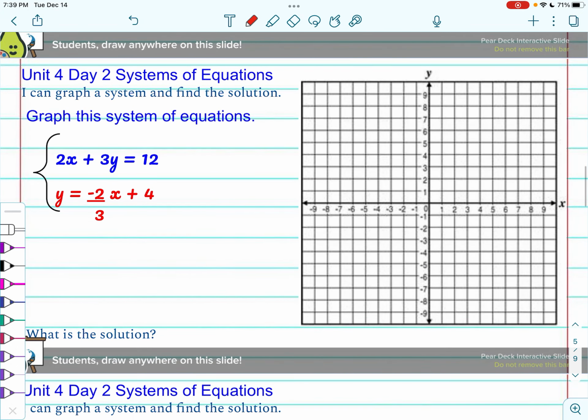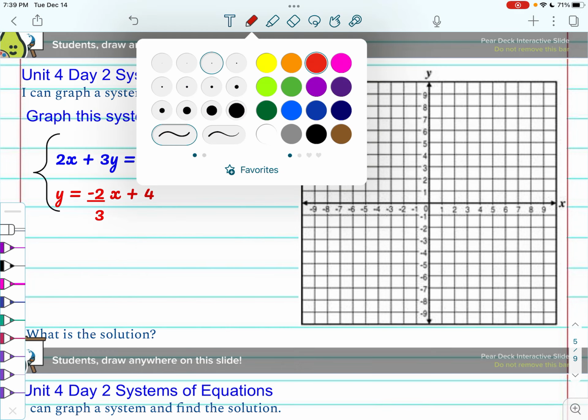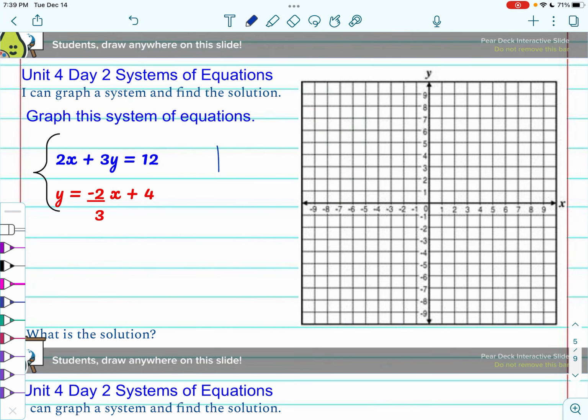All right, you should try this one on your own. Why don't you hit pause now? I'll graph it and then you graph it. And then see if our answers match.